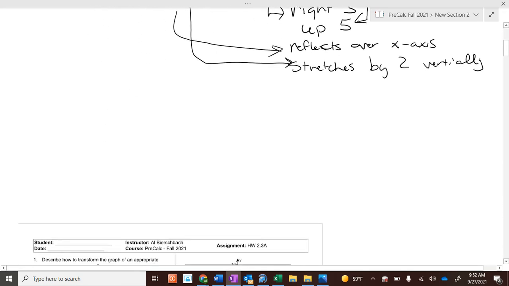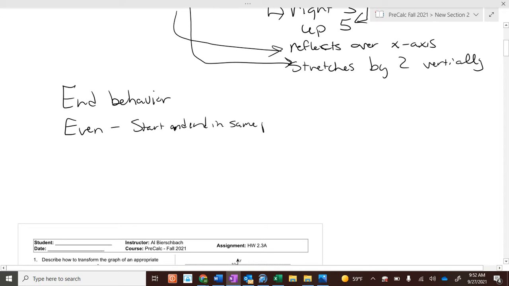Okay. Now, end behavior. If it's even, it'll start and end in the same place. So if we have x squared, it'll go like that. X to the 4th, it'll go like that. X to the 6th, it'll go like that. Okay?